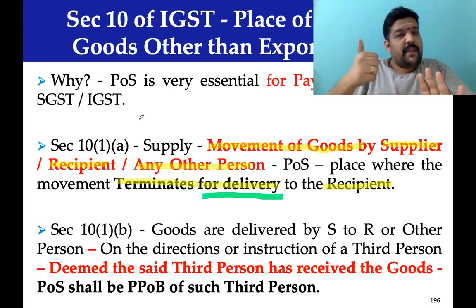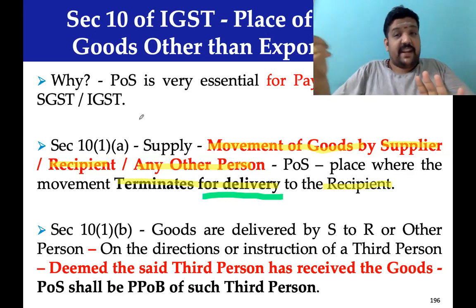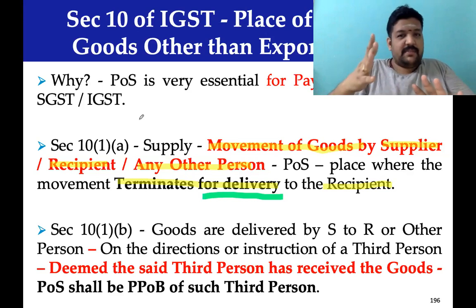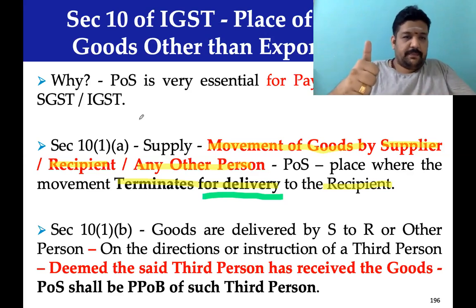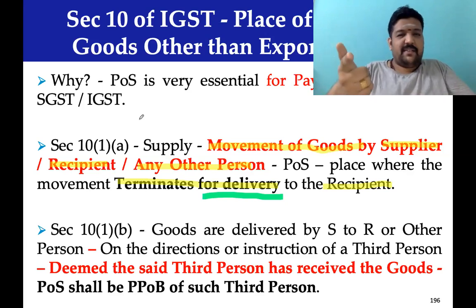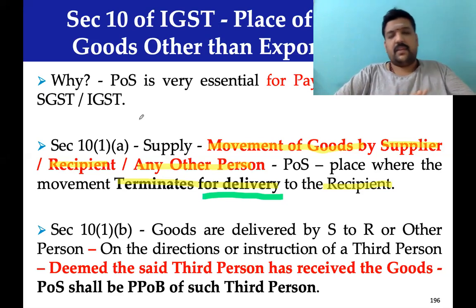But the recipient, if he is located in another state, leave this state aside. Okay, sir. If the recipient is in another state, he will lose ITC. Yes, sir. Okay, he will lose ITC. So to overcome that, people started to invoke constructive delivery. Okay, sir. Thanks.